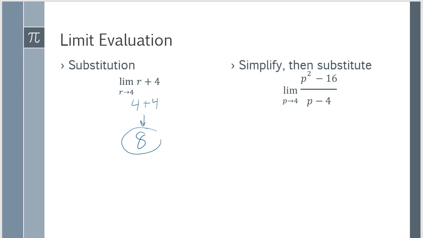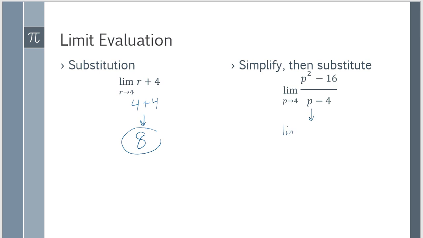So here, the limit as p approaches 4 from both the left and right of p squared minus 16 over p minus 4. If I try to plug in 4, I get 4 squared, which is 16, minus 16 is 0, over 4 minus 4, which is 0. So I have 0 divided by 0. We're not allowed to divide by 0, so substitution doesn't work. So what I'm going to do next is see, because this is rational, can I simplify this to something I can plug 4 into for p and get a real number?